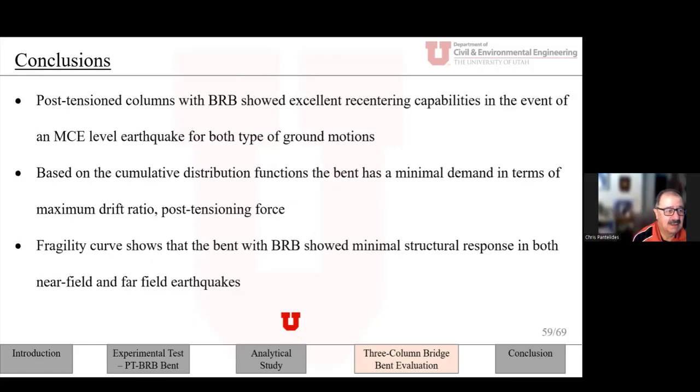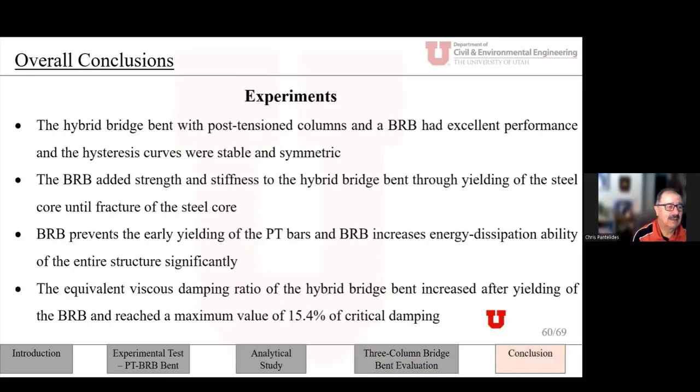Both the bent and the post-tensioned columns and the BRB had pretty good performance with stable and symmetric hysteresis. The BRB added significant strength and stiffness to this hybrid bridge bent by yielding of the core and fracturing it eventually. It prevented yielding of the PT bars up to 5% drift ratio, which is pretty high, and increased the energy dissipation very significantly. So the equivalent damping increased after yielding of the BRB and reached about 15% of critical.